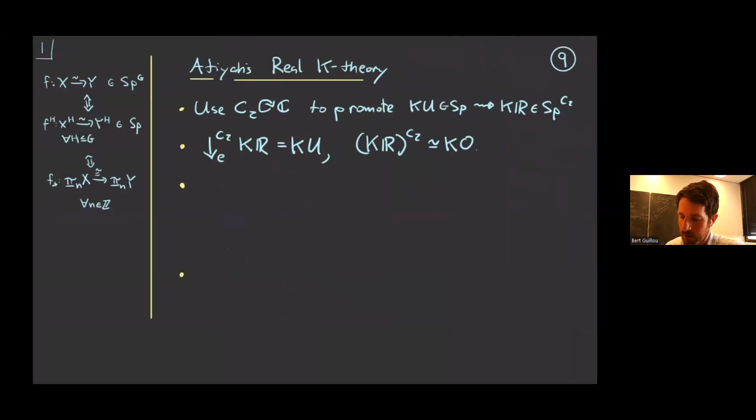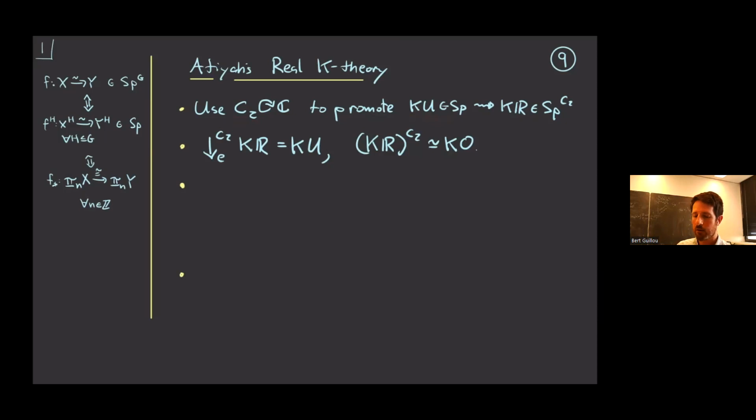Okay, so here we have Atiyah's real K theory, which is, like I said, the motivating example for the slice spectral sequence, at least for the group C2. So what's the idea behind this equivariant spectrum? This is going to be a C2 equivariant spectrum. The idea is, let's think about ordinary complex K theory, the periodic version. This is the spectrum built out of complex vector spaces, complex vector bundles, and so on.